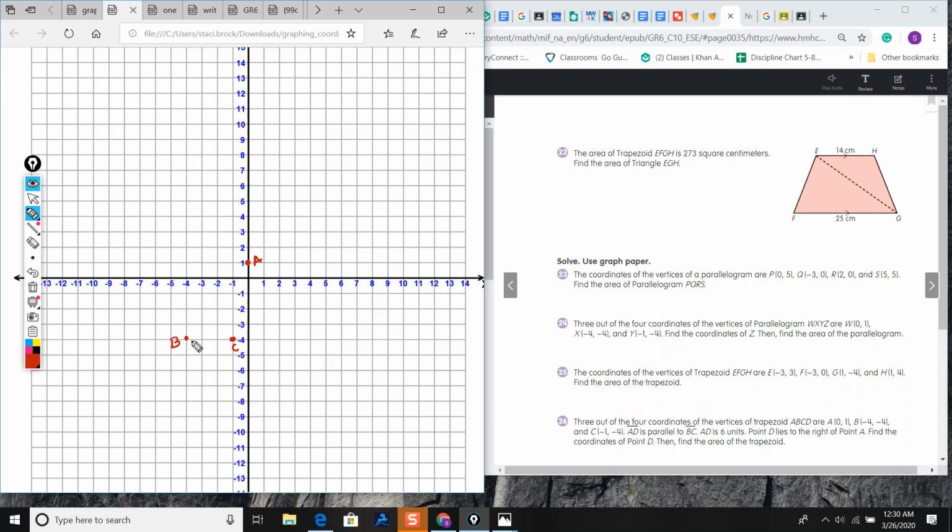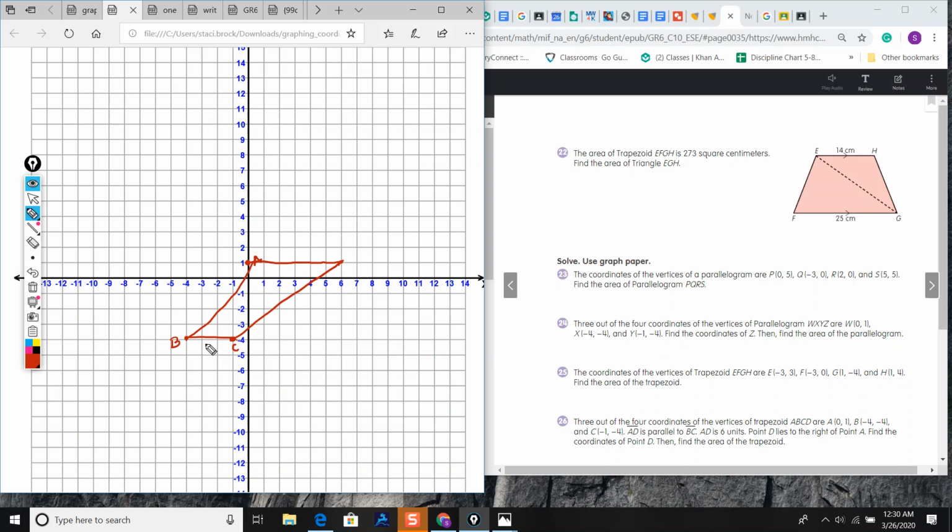And it says that AD is parallel to BC, so it's going to be running across the Y, so its Y has to be at 1, and it says it's 6 units to the right of A. So let's count. 1, 2, 3, 4, 5, 6. Right there. Let's connect those up. This is not going to be awesome, but that's okay.